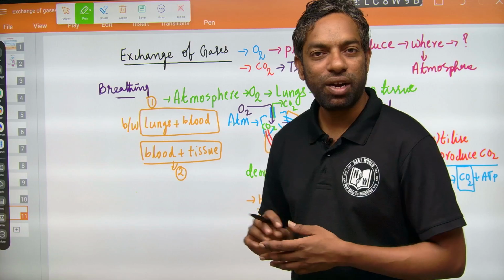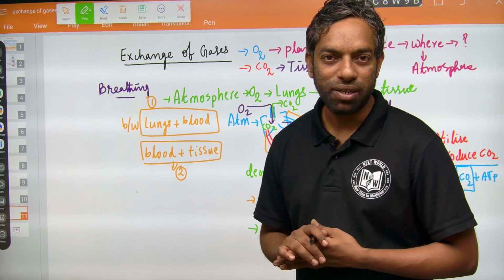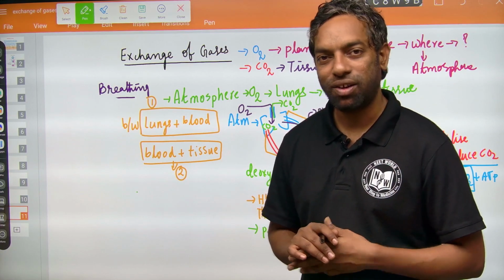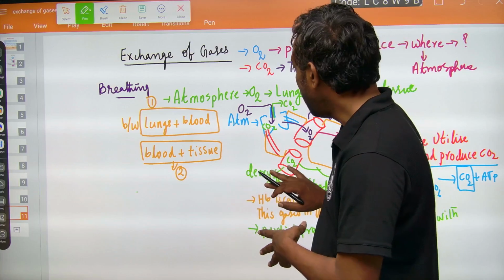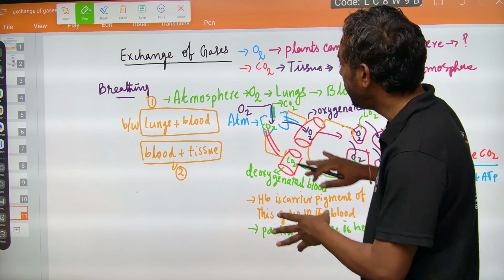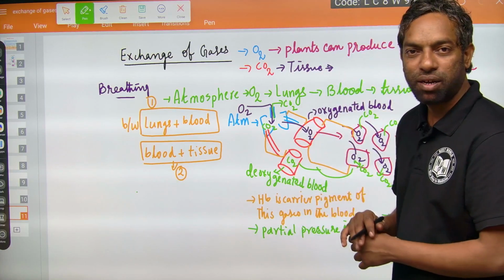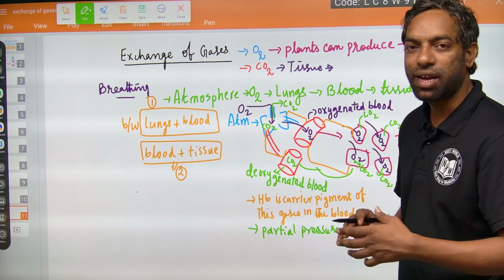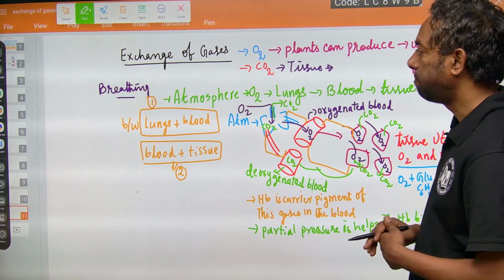All of this depends on partial pressure. What is partial pressure? We are going to discuss. I hope you understand the mediums between the lungs and the blood, and between the blood and tissue, where there is an exchange of gases.